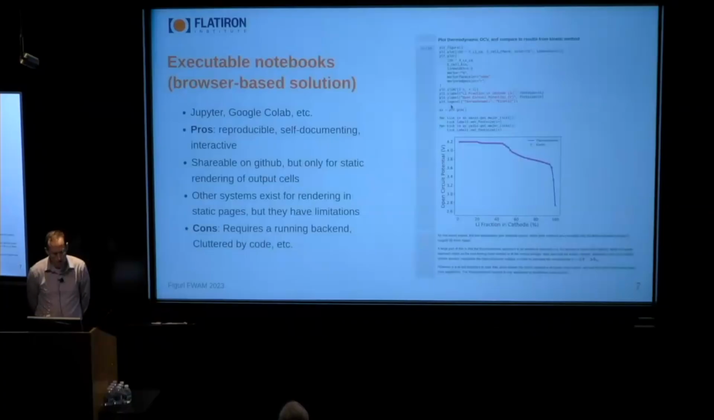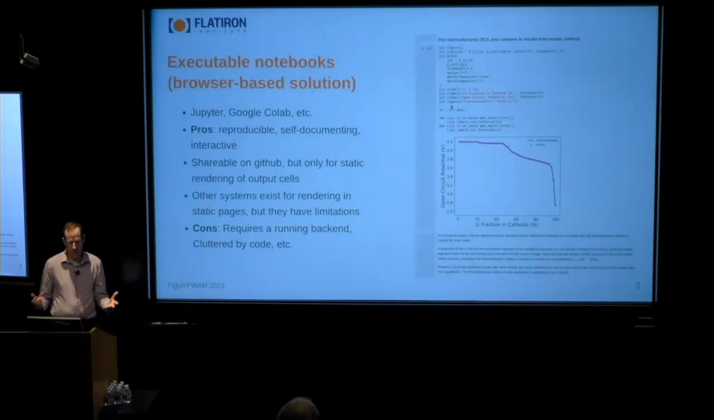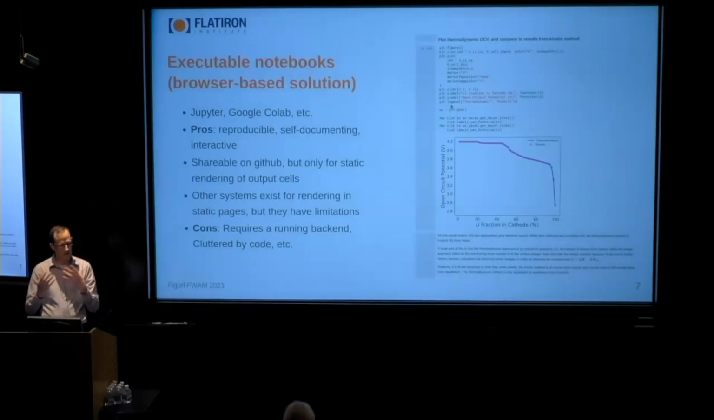Executable notebooks are one of the most popular browser-based solutions. The advantage is that they're reproducible, self-documenting, and interactive. You can share it on GitHub even. It's really great that GitHub will give a static rendering of your Jupyter Notebook. There are other systems for rendering some interactive capabilities, but they have limitations. The main cons of running a full notebook and sharing that with somebody is that it requires a running backend. Also, notebooks can be cluttered by code. If you want to share just the figure with somebody, it's not that convenient if there's all this extra code nearby.